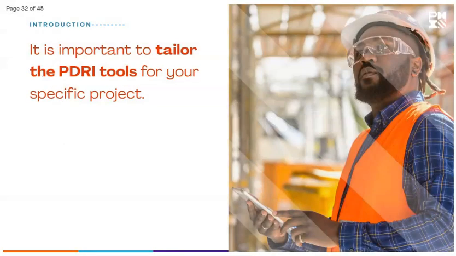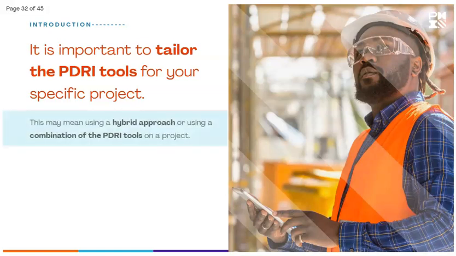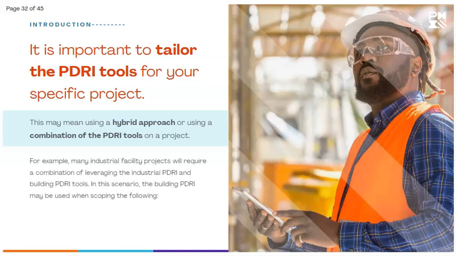It is important to tailor the PDRI tools for your specific project. This may mean using a hybrid approach or using a combination of the PDRI tools on a project. Many industrial facilities, such as chemical plants or refineries, require various types of buildings to support the operations and maintenance effort. These may include administration buildings, warehouses, or training centers.